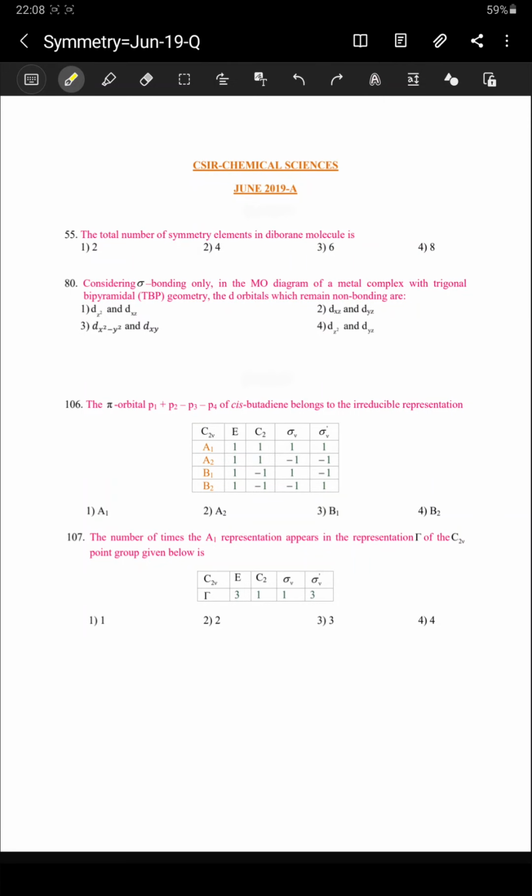Hello everyone. In this video, I'll work out the symmetry questions related to the CSIR June 2019 paper, set A. We'll start with question number 55. The total number of symmetry elements in diborane molecule is, the options given are 2, 4, 6 and 8.